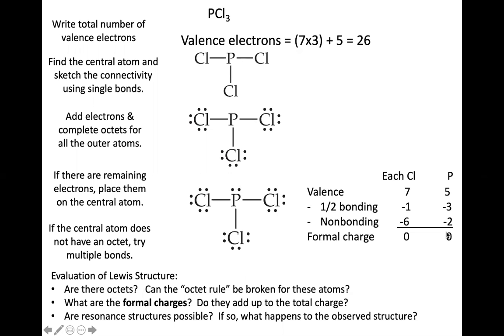Really good check here. All zeros, this is a really strong Lewis structure. Consistent with the octet rule, really strong Lewis structure. Formal charges add up to the charge on the entire molecule. I like to see that too. So I'm really confident that this is the best Lewis structure.